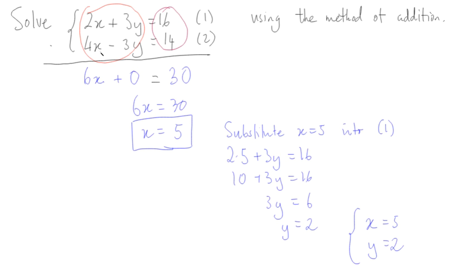Sometimes, however, we don't have a term which exactly cancels out. So we have to maybe multiply the whole of one or both equations by a factor so that one of the variables cancels. Let's try an example.